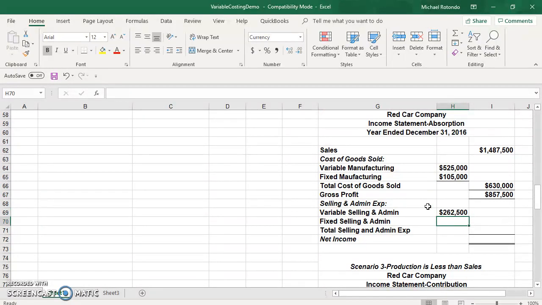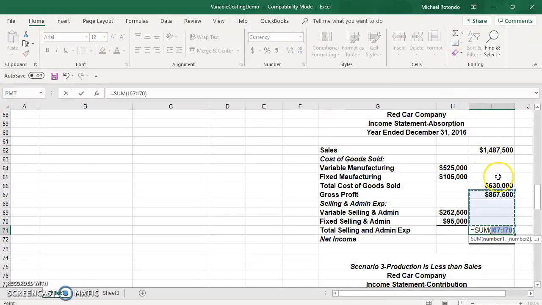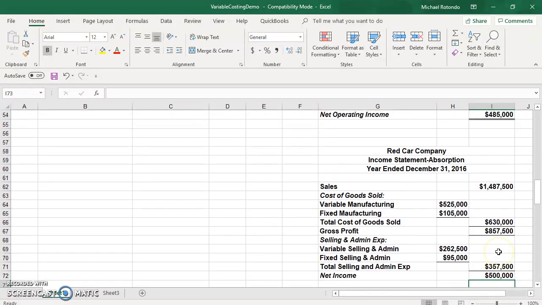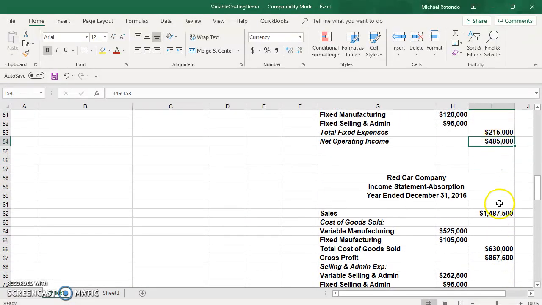Fixed selling and admin is always a period cost. That was $95,000. And then if we figure out our variable selling and admin and our fixed selling and admin, which we did, and we add them up, we get $357,500. So let's see what our net income comes out to be. So it's $500,000. So it's more, as it should be.